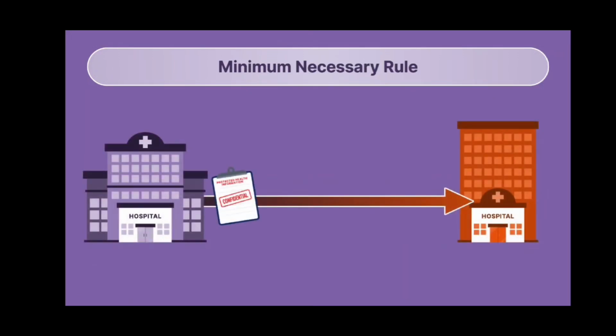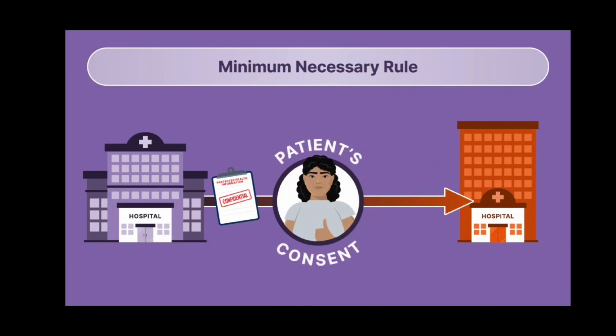An example of this would be if one hospital wanted to share or disclose PHI with another hospital or any other entity, they are not allowed to do so without that patient's consent. This rule also provides patients the right to request and obtain a copy of their medical records.